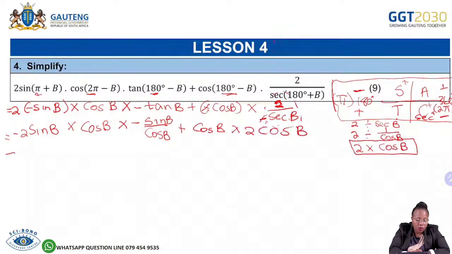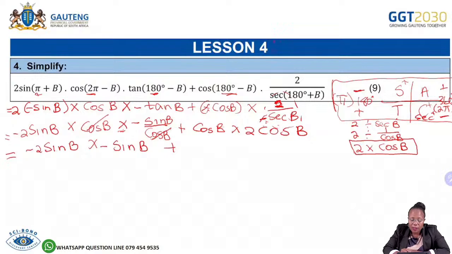Okay, and then continue. Because this cos is on the denominator and that one is in the numerator, they can cancel, because we are multiplying. And then we'll be left with minus 2 sine B multiplied by minus sine B, plus cos B times 2 cos B, which will be plus 2 cos squared B. And on this side we have a negative times a negative, which will be a positive.